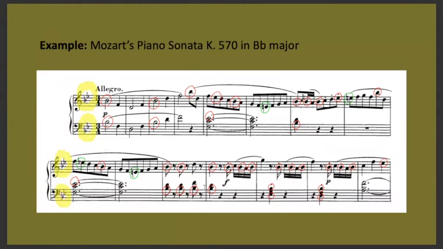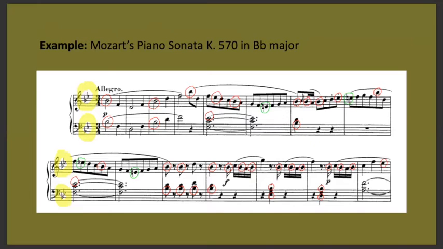Here is an example of Mozart's Piano Sonata K570 in B flat major. So B flat having two flats, B flat and E flat. I've highlighted in yellow here the key signature and here again. So they appear on every line of music. I have circled in red all of the B's and all of the E's. So these notes, whenever they are played, are flattened automatically.